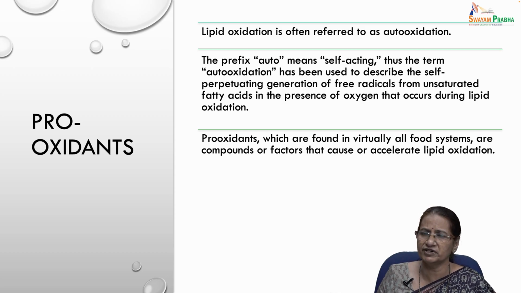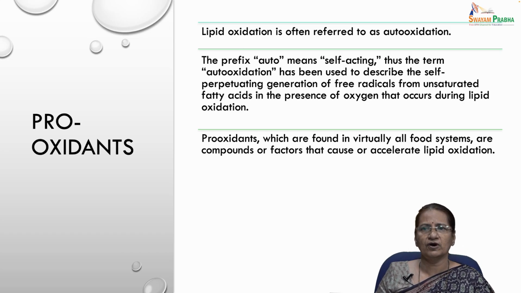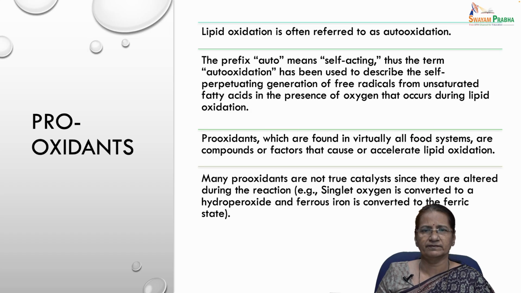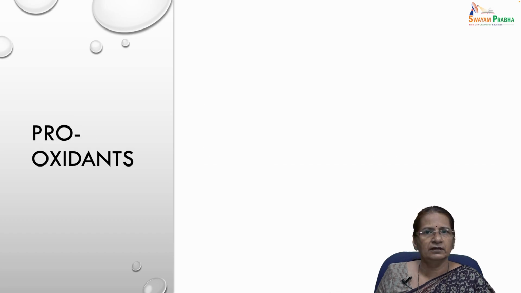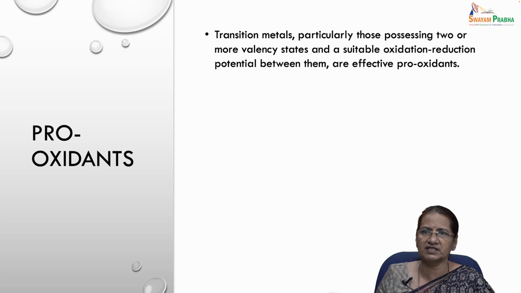Pro-oxidants, which are found in virtually all food systems, are compounds or factors that cause or accelerate lipid oxidation. Many pro-oxidants are not true catalysts since they are altered during the reaction. For example, singlet oxygen is converted to a hydroperoxide and ferrous ion is converted to the ferric state. Transition metals, particularly those possessing two or more valency states and a suitable oxidation reduction potential between them, are effective pro-oxidants.